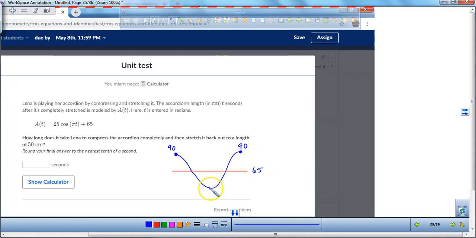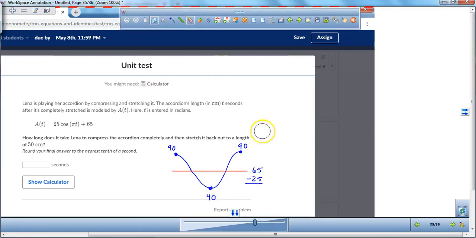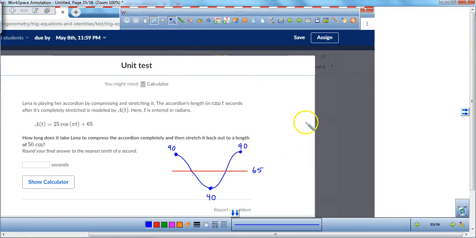Okay, and then right down here, our minimum, if we take away 25. All right, so if we take away 25 right here, it's going to put us at 40, because 40 plus 25 gets us back to 65. All right, so now we kind of have a picture to go with it.